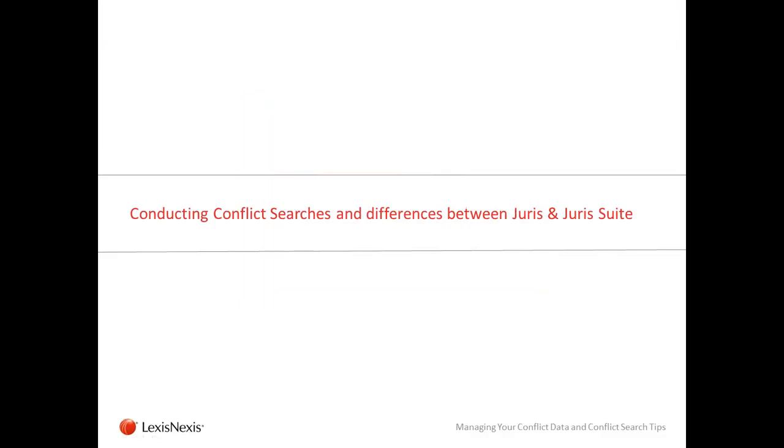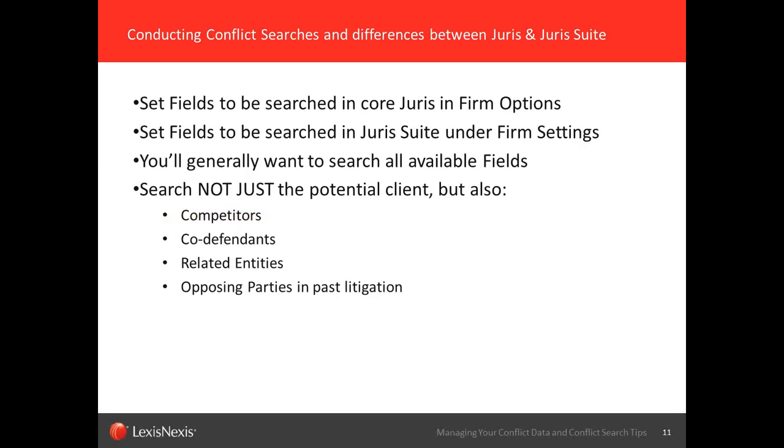Now, conducting conflict searches and the differences between Juris and Juris Suite, let me go through that with you. When you're setting your fields to be searched for your conflict in core Juris, that's set up under your firm options. So under firm options, there's a conflict tab, and you can decide which fields you want to search. Most people find it very easy to set them to all fields.